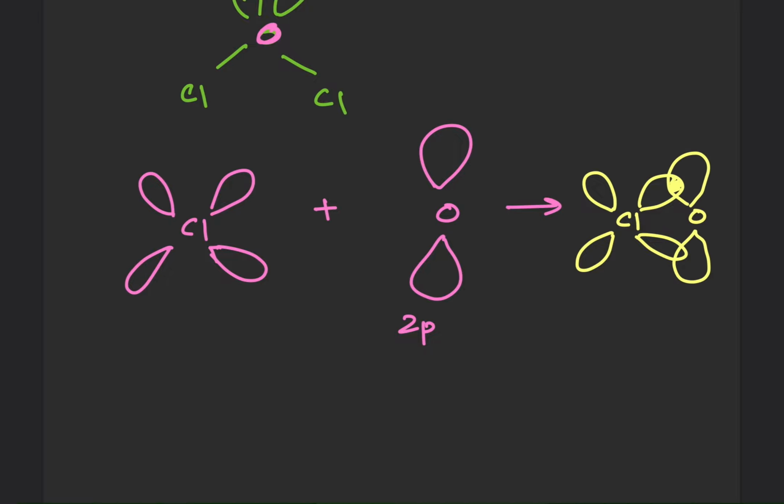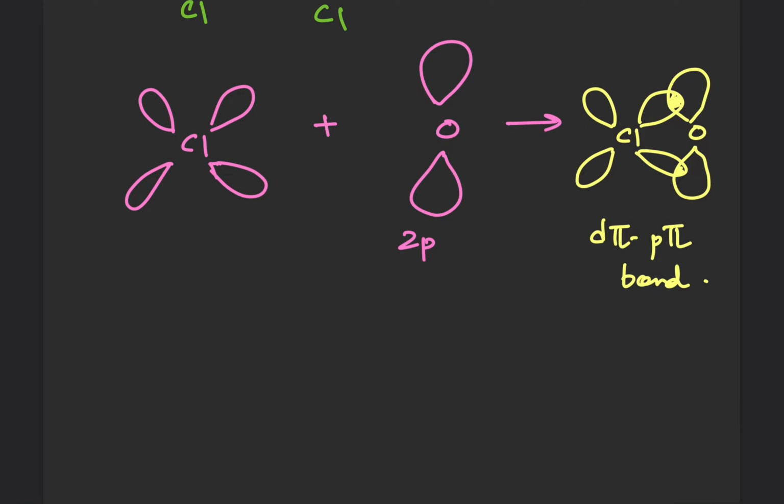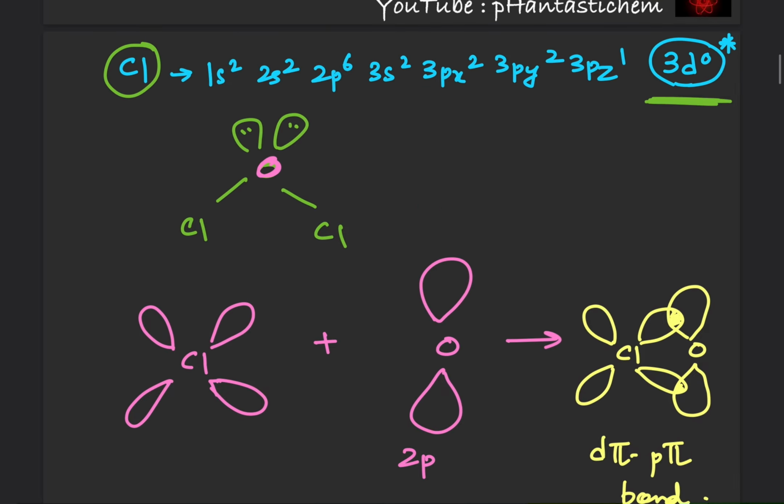Can you say there is some amount of overlap? So this is known as the d pi p pi bond. Because of the sharing of lone pairs on oxygen with the empty 3d orbitals of chlorine, the O-Cl bonds, this particular bond, get partial double bond character, because they are being shared. This is also being shared. So these two bonds have some partial double bond character.